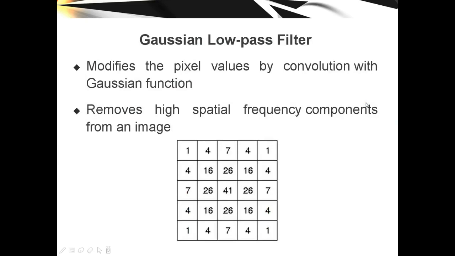The next one is the Gaussian low-pass filter. It's still a kind of convolution filter, but this time we modify the pixel values by convolution with Gaussian functions. For example, this time we have a 5 times 5 kernel, and at the outer places it's 1, the smallest value, and when it gets to the central part it's 41, which is the biggest value here. It satisfies a Gaussian function, and the Gaussian low-pass filter will remove high spatial frequency components from an image.